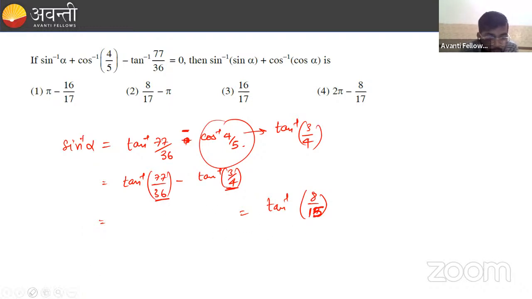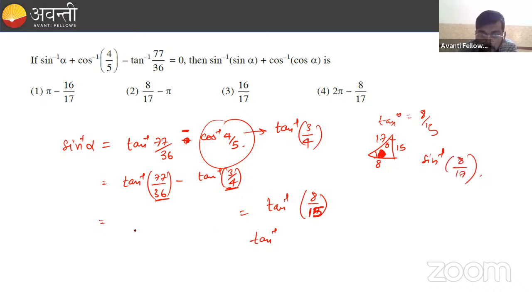Now tan inverse of 8 by 15 can be written as tan inverse of, we will draw this triangle with sides 8 and 15. Let this angle be theta, so tan theta is 8 by 15. The 8, 15 triangle gives the hypotenuse 17. So in terms of sine, it will be sine inverse of 8 by 17.